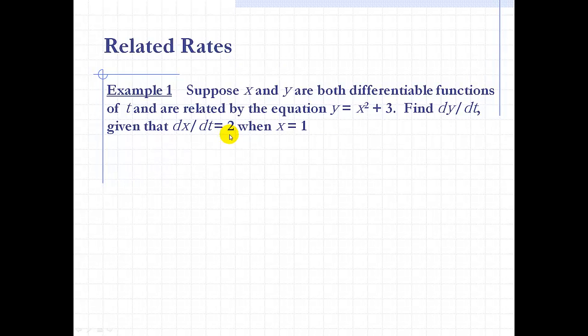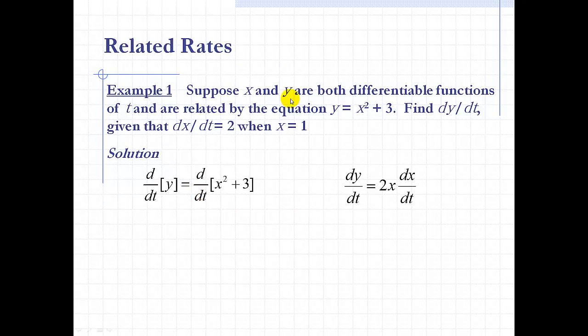Now you've got to avoid the idea that you're going to just put numbers in right away. You don't want to do that. In this case, we already know that the two variables are related with this equation, and there's really no picture to draw at this point. So the derivative of y with respect to t is equal to the derivative of x squared plus 3 with respect to t. So we're going to differentiate the function with respect to t. dy/dt is equal to 2x times dx/dt.